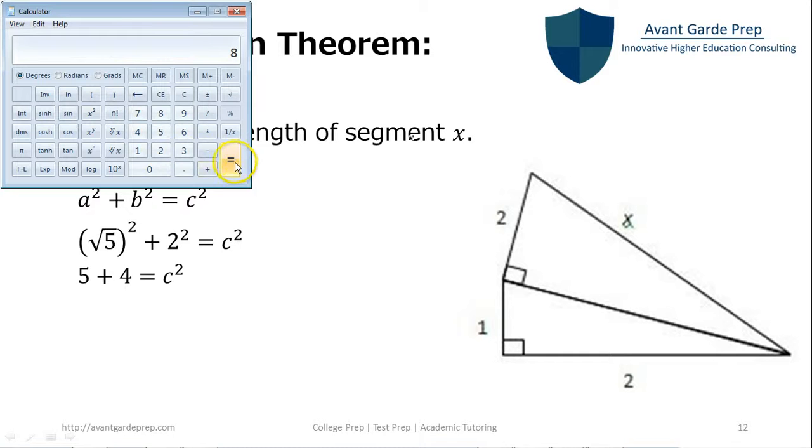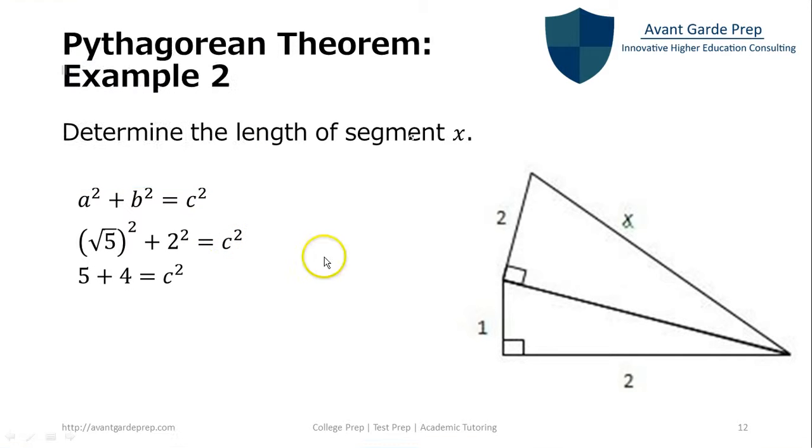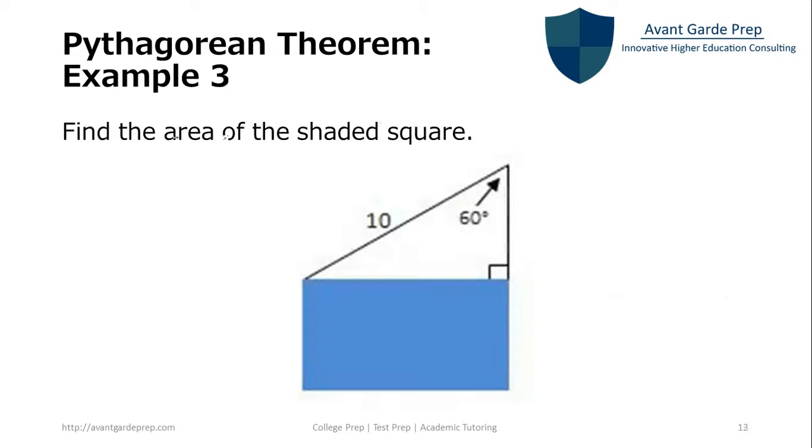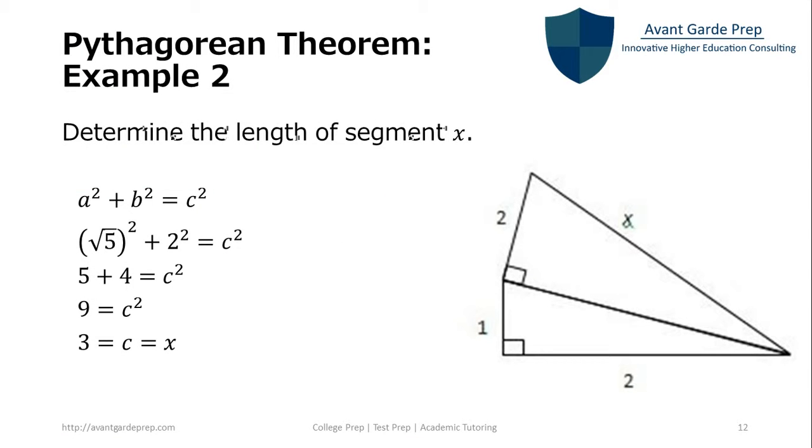So whenever we square the square root of 5, we actually get 5, and then we square 2, and we're going to get, oh, that's the wrong thing. Let's see, 2 squared, that's actually going to be 4. And so 4 plus 5 equals 9. So now we know that 9 equals c squared. And of course, the square root of 9 is 3. So in this case, x equals 3.